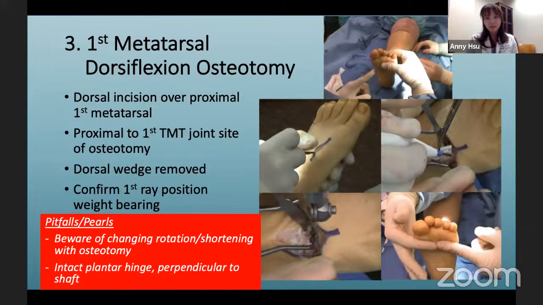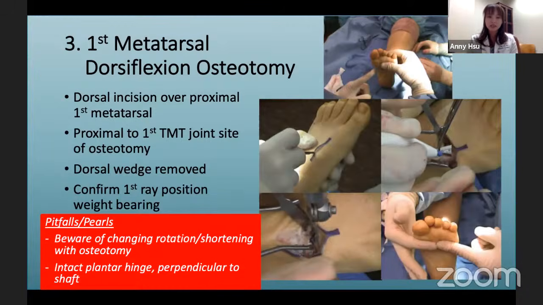Think about hallux valgus and first metatarsal alignment. So subtle changes sometimes can have a big effect downstream for the patient. So you do not want to change the rotation or shorten the first metatarsal too much with your dorsiflexion osteotomy. And the way to really minimize or prevent these from happening is to ensure that your cut is exactly perpendicular to the shaft. So you're not creating new angles and changing your first metatarsal in a different axis.